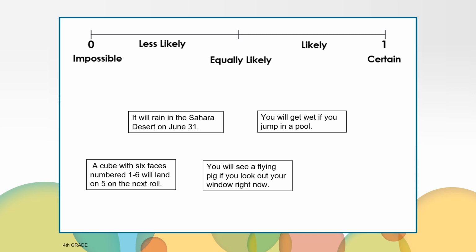You will see a flying pig if you look out your window right now. Where does the probability of that happening belong on our number line? Place a mark and write the word pig underneath it. You will read something today. Place a mark on the number line and write the word read underneath it.